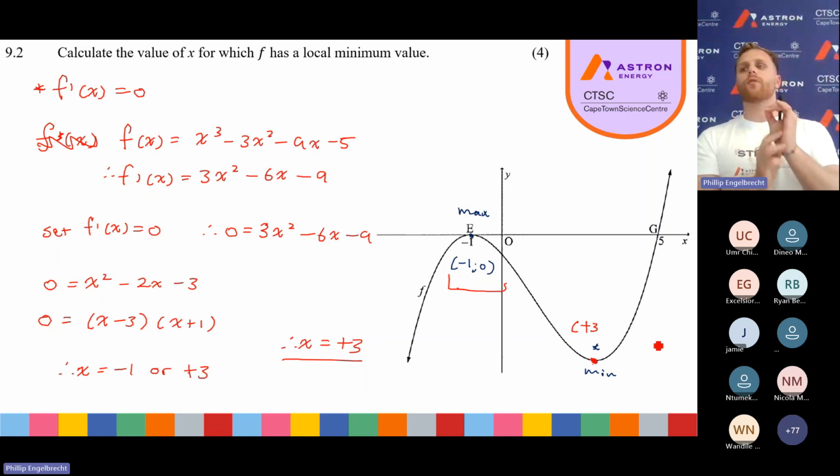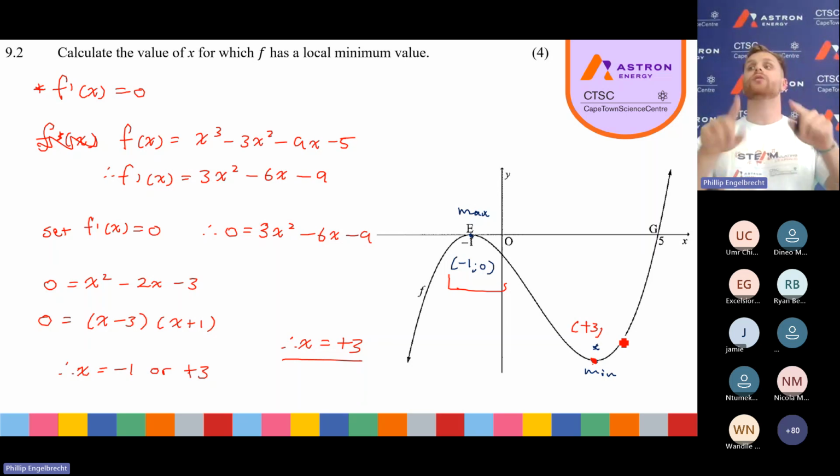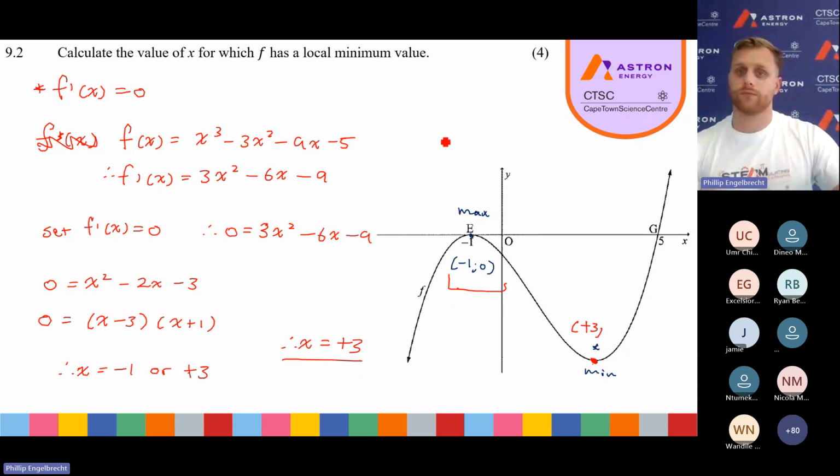Now, guys, I know the question didn't say this, but let's find the y value. So we know that at that turning point, x is equal to positive 3. So what's the y value? All you need to do is plug that x value into your original function. Okay? And if you do that, you get that this is 3 and negative 32.